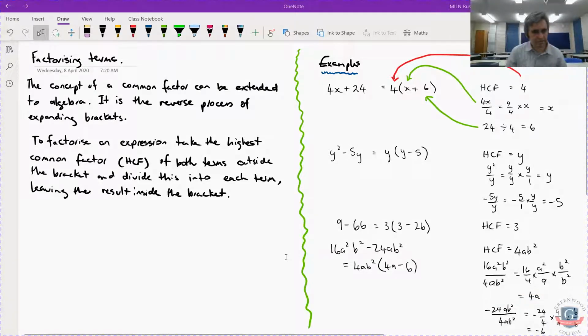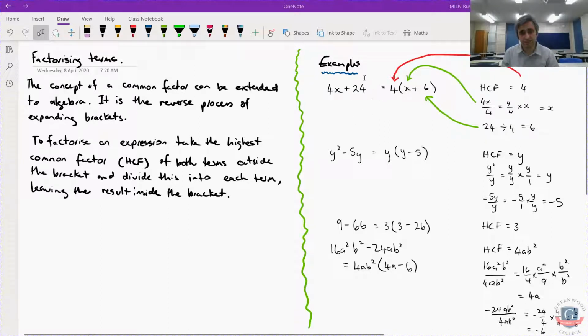Okay, looking at factorising terms. The process of factorisation is pretty much the reverse of expanding brackets. We're taking an expression with two terms and making it into something with a bracket in it. The easiest way to do this is to find the highest common factor of the two terms we're looking at, and then divide that into each term, which is all this says.